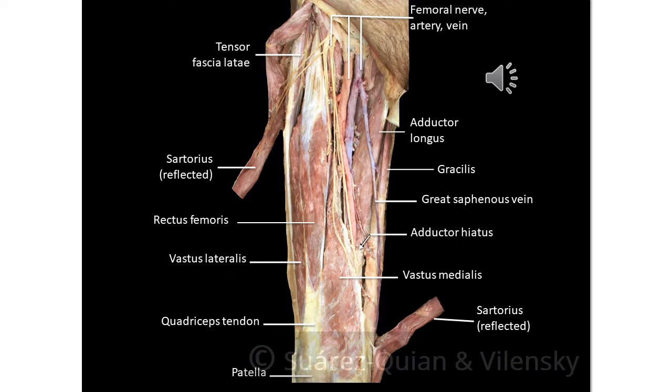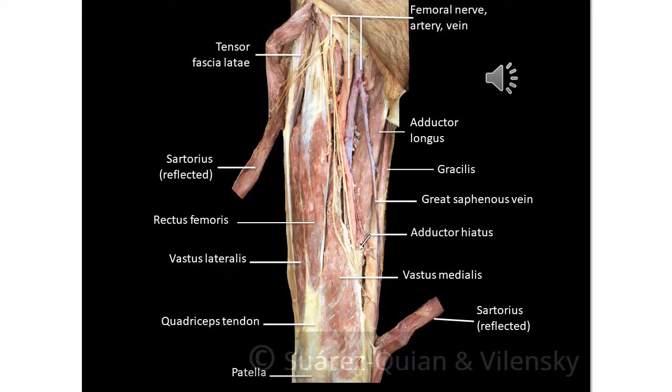Today the topic we are going to discuss is the muscles of the anterior compartment of the thigh. The anterior compartment of the thigh is also known as the extensor compartment. Unlike the upper limb, in which the anterior compartments are the flexor compartments, in the lower limb the anterior compartments are the extensor compartments.